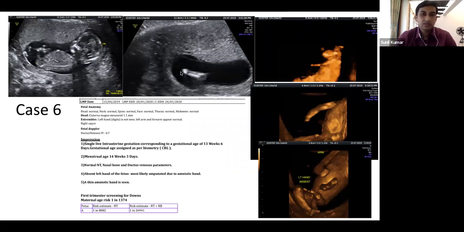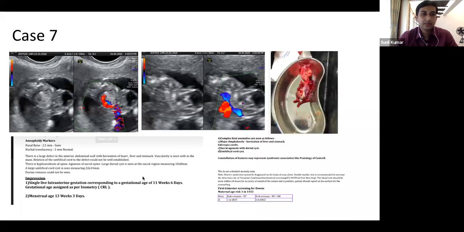Normally the hands and digits are well seen in first trimester sonography, because the fingers will be open, so you can count the digits compared to second trimester and third trimester scans. Here I could not see the hand on the left side, so I did a 3D scan. So the left hand was absent, most likely amputated by an amniotic band.